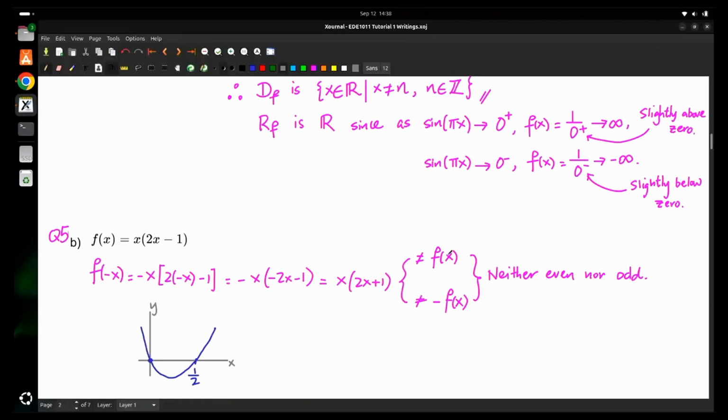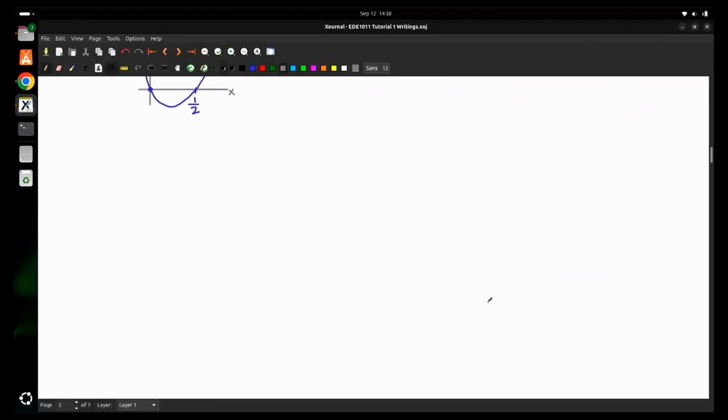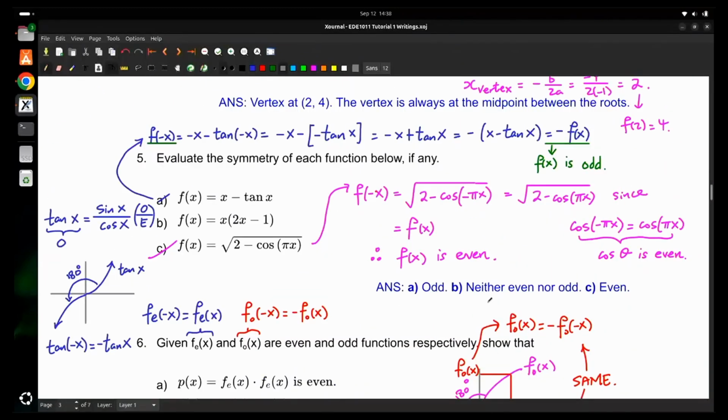Any other questions? Yeah. Sorry. Cannot. Okay, the deal with the oddness and evenness of a function is that you must consider the entire function. So if you just sub in one point, you only show that maybe the function is even for that particular point.